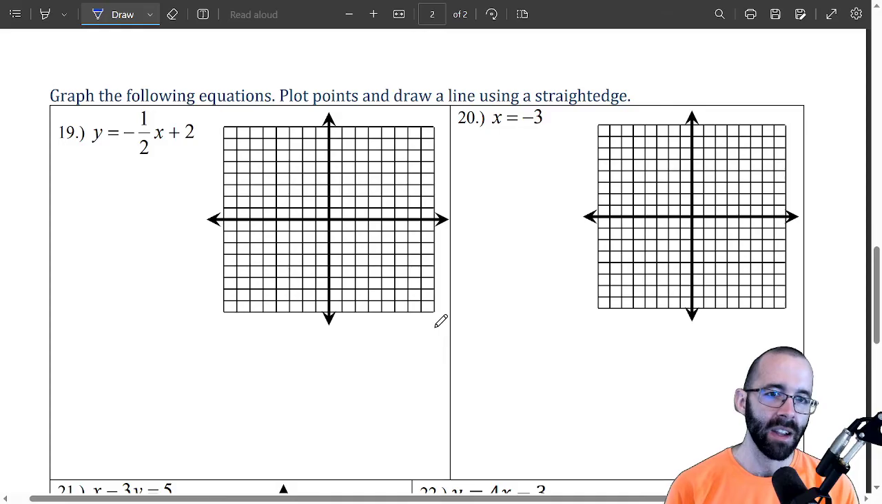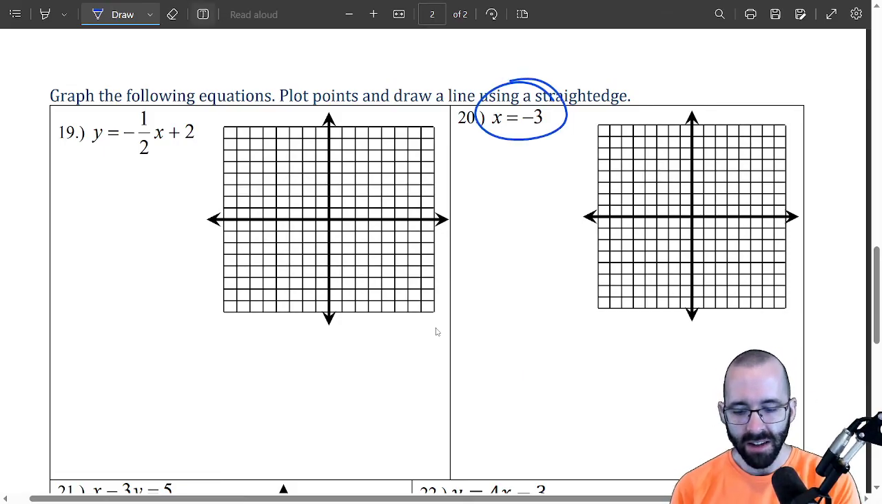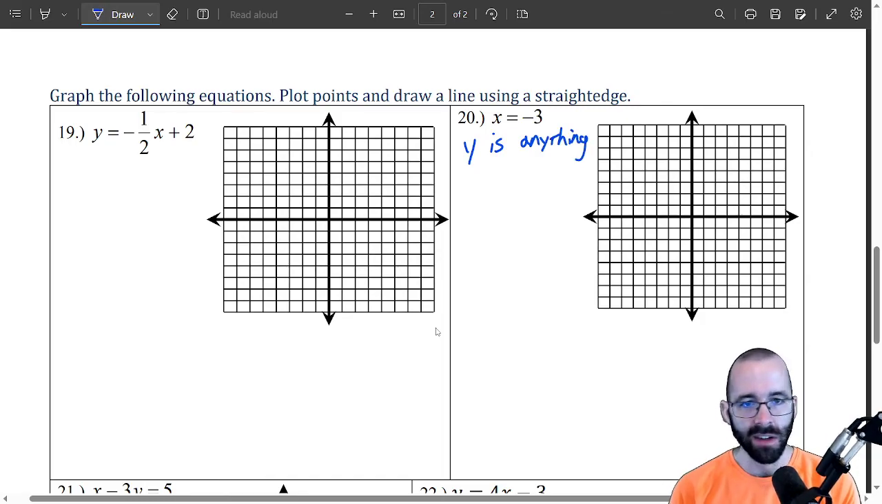X equals negative 3. The graph of a line is all the points that make it true. What are all the points where x equals negative 3? What does y have to be? We don't care. There's nothing here that has to do with y. X is negative 3, and y is anything, right? Y isn't mentioned here. So every point where x is negative 3, and y can be anything.